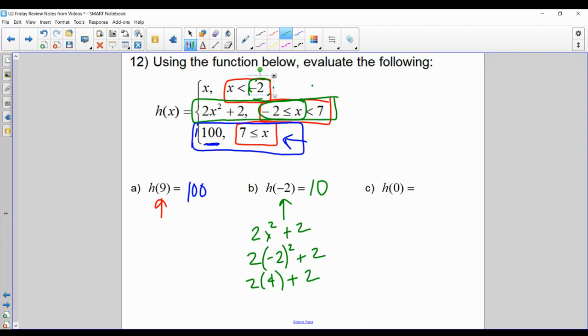Okay, now for this last one, when we're evaluating at 0, I check the domain restrictions again, and 0 falls in this second one as well. So I'm going to say 2 times 0 squared plus 2. So that's going to be 0 squared is 0, times 2 still 0. So my answer will be 2.